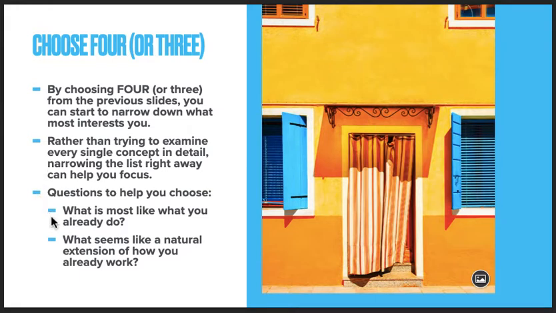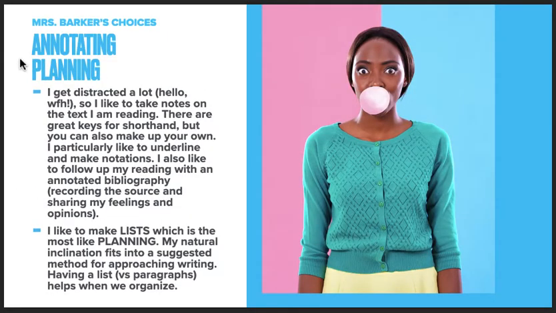So ask yourself, what is most like what you're already doing? That's going to be an answer I give on the next slide. And what seems like a natural extension? So if I'm asking you to do it, I'm going to do it. So I picked annotating and planning. This is obviously not my final discussion thread, but it's me showing you how I'm arriving at that process. So I picked annotating because I work from home. I get distracted a lot. So taking notes in my text really helps because I can see the last space I underlined, the last question I asked, and that sets me up for asking my next question and starting in the next area. I can recognize where I quit reading.